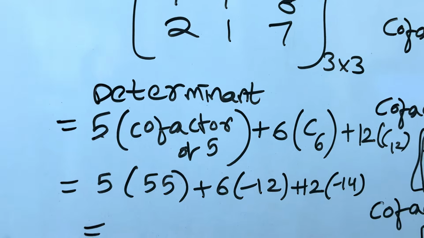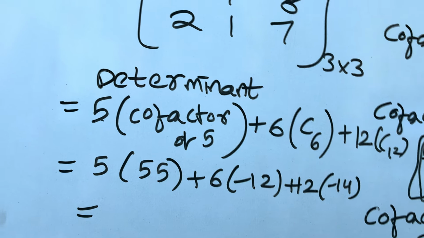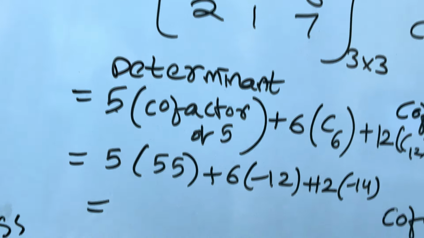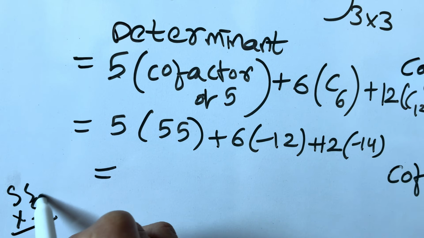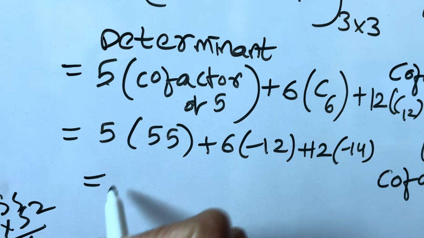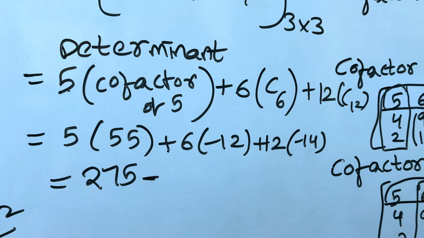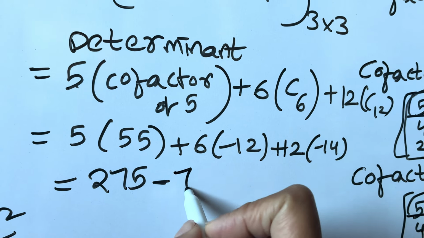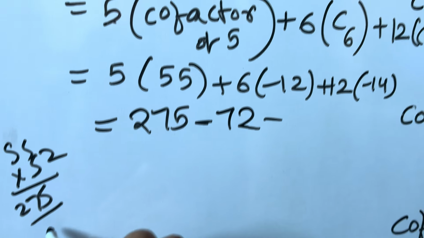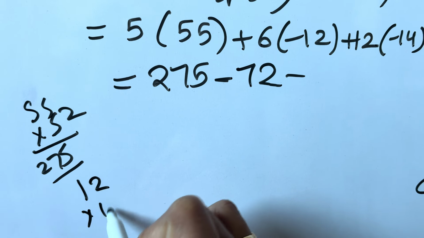So this becomes 55 times 5. 5 times 5 is 25, and 275. And minus 6 times 12 is nothing but 72, and then 12 times 14. Let's do it. 12 times 14.